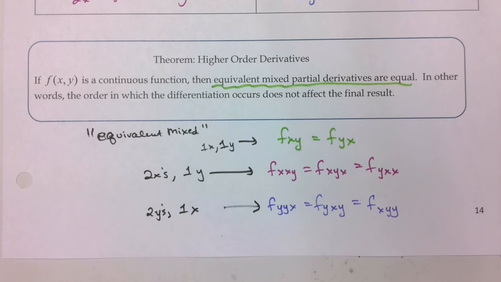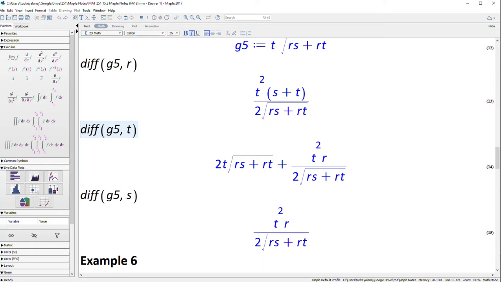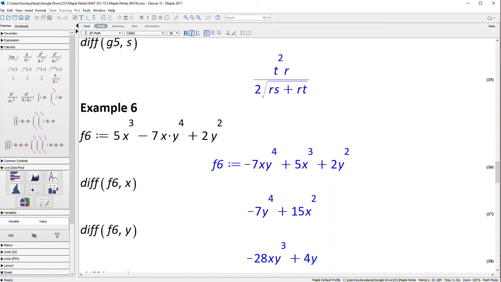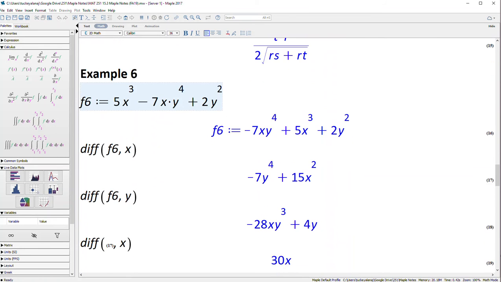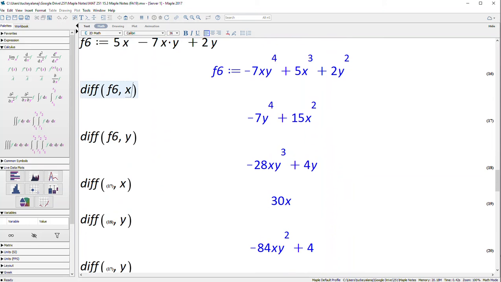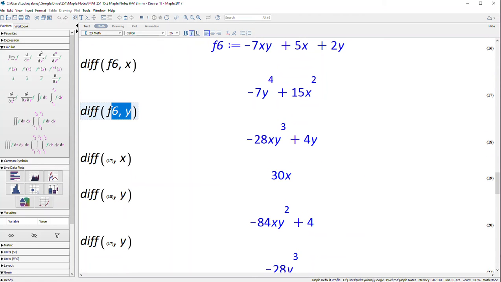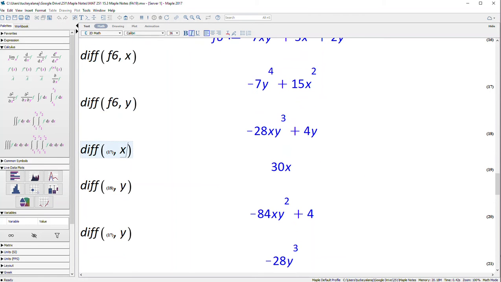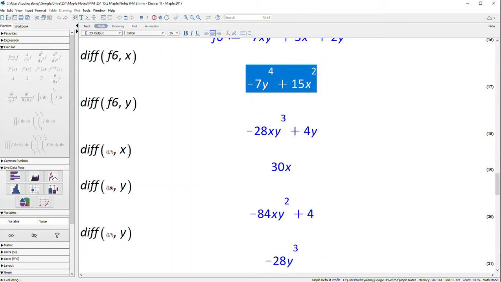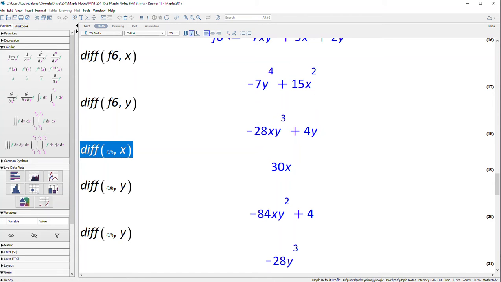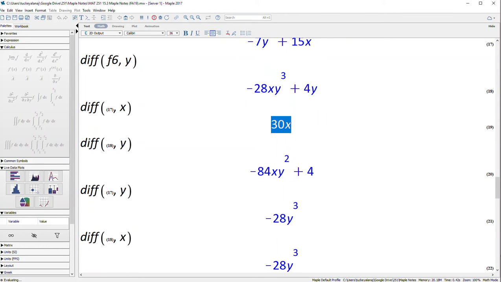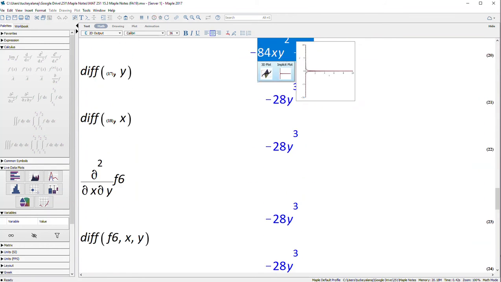And I believe I can prove this with Maple. Let me pull Maple up really quickly. So I named my function f6 because it's the sixth example, so I just called it f6. And I said take the derivative with respect to x, take the derivative with respect to y. And then I had it take the derivative of this, which was fx, partial derivative with respect to x. And I said, hey, take the derivative of it again, but now with respect to x again. And so there's the 30x that we got. And then there's the negative 84. And you can just keep going and going and going.